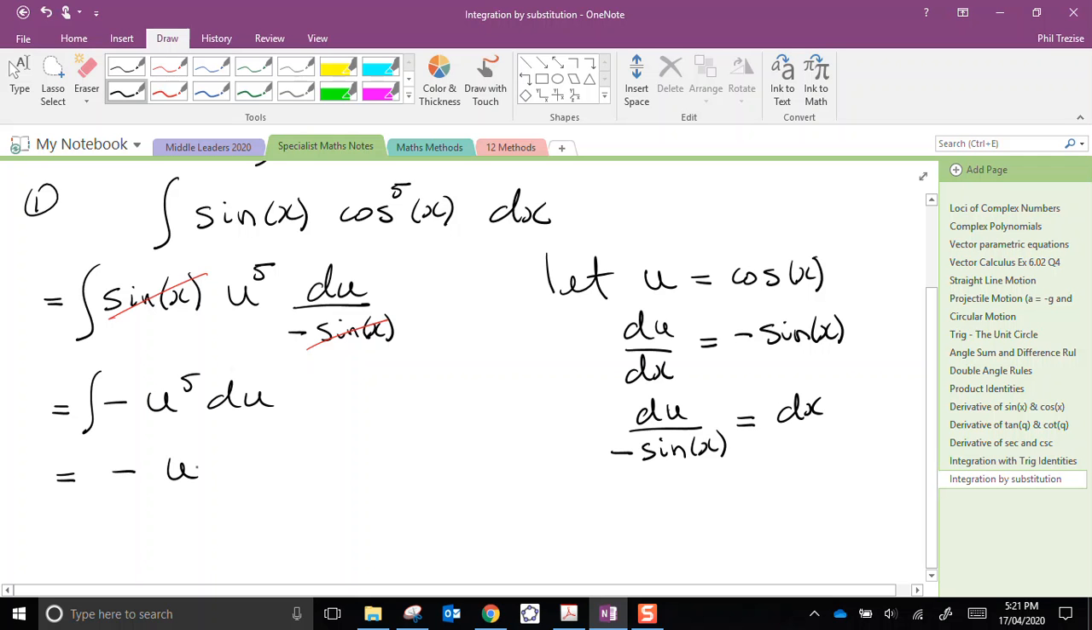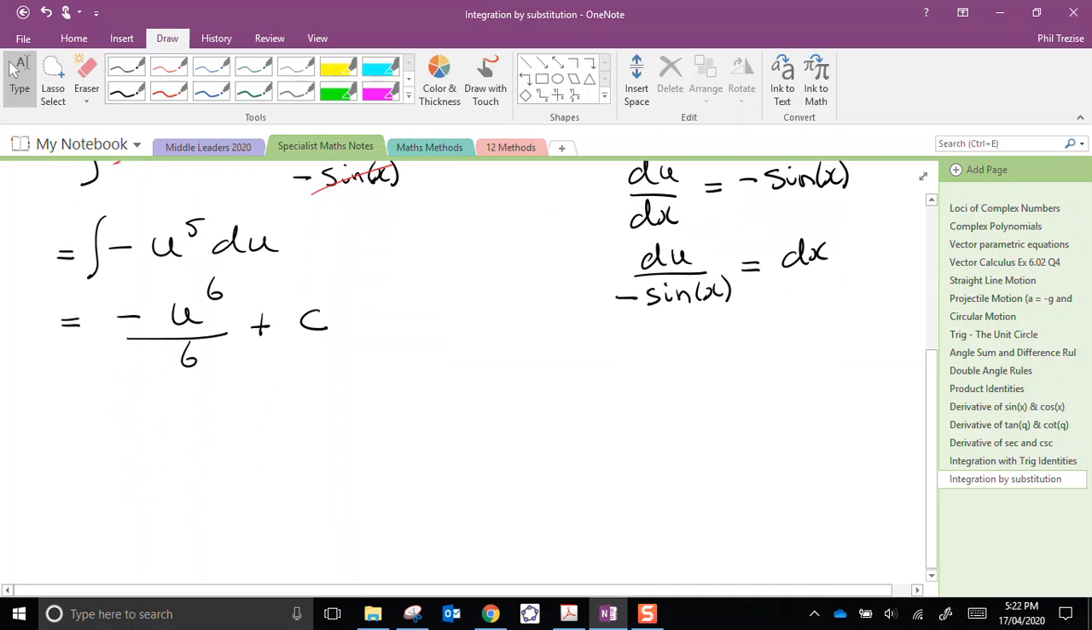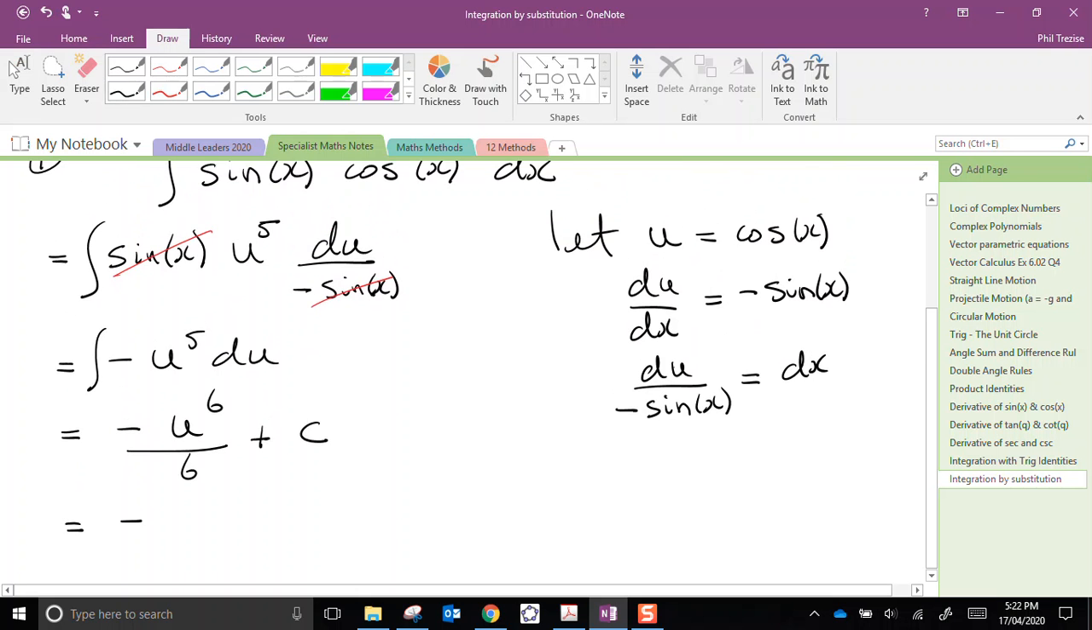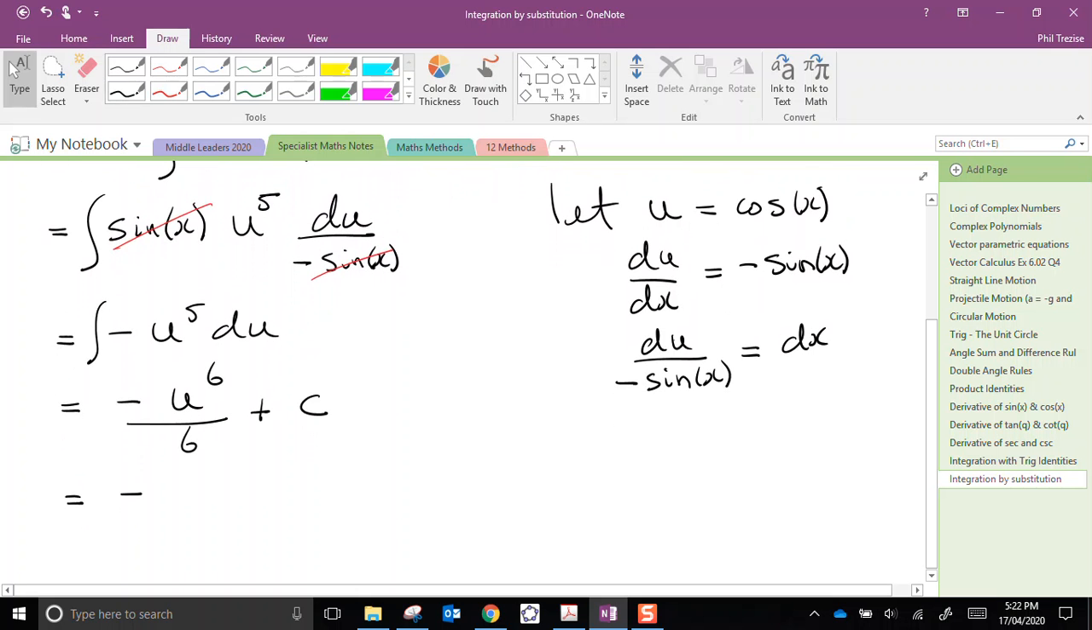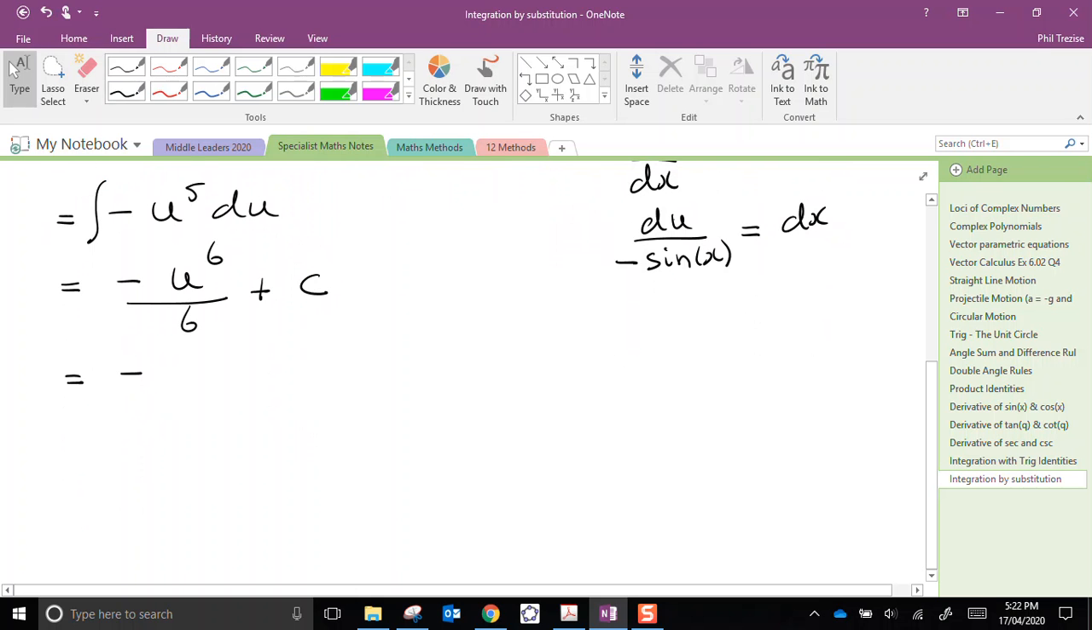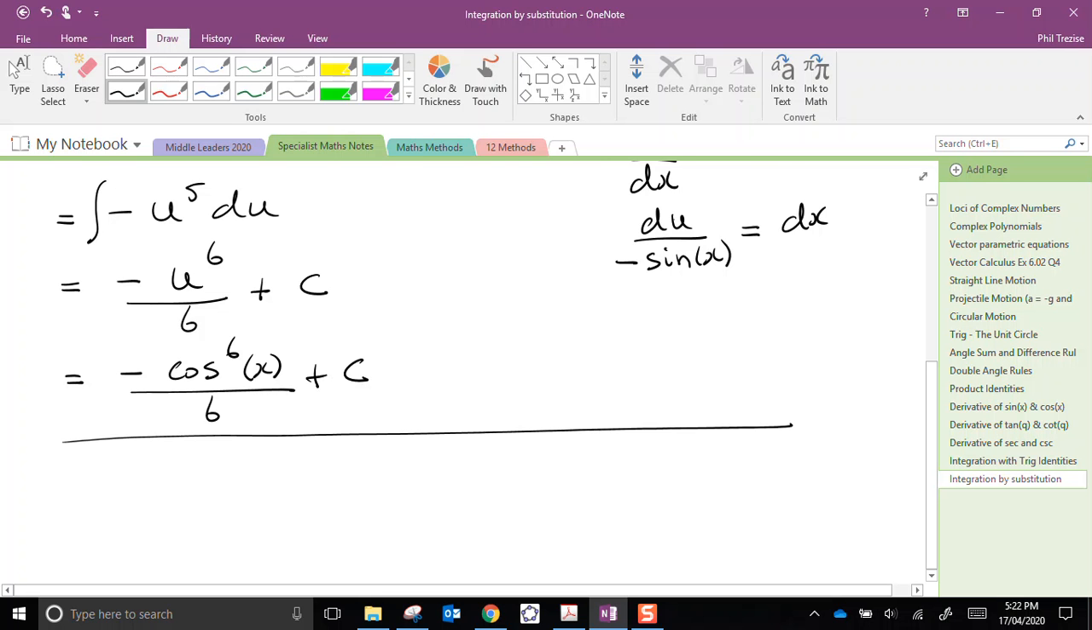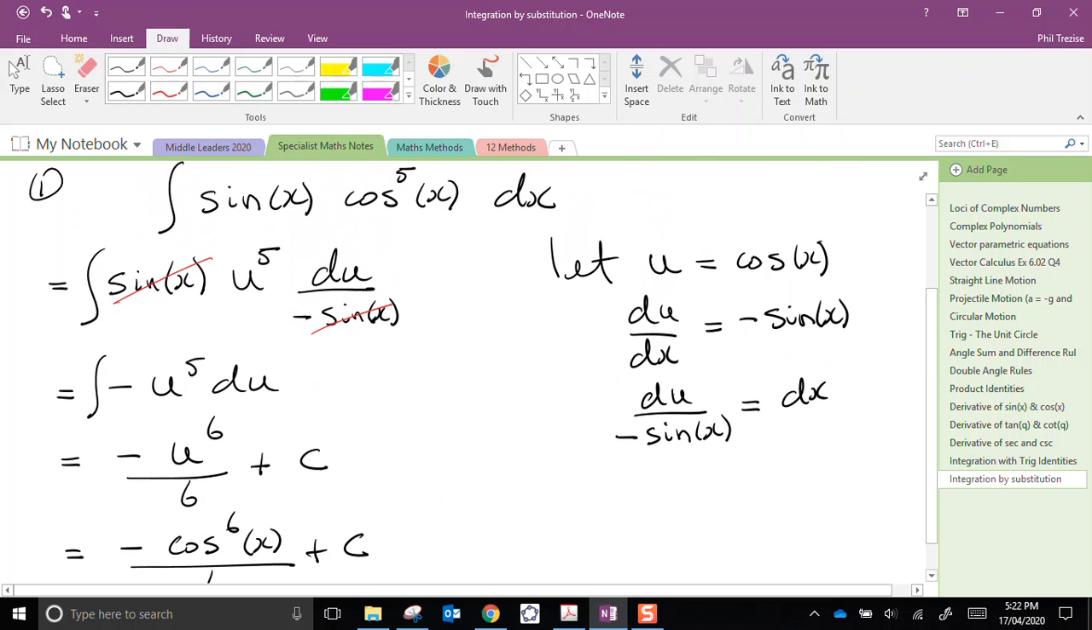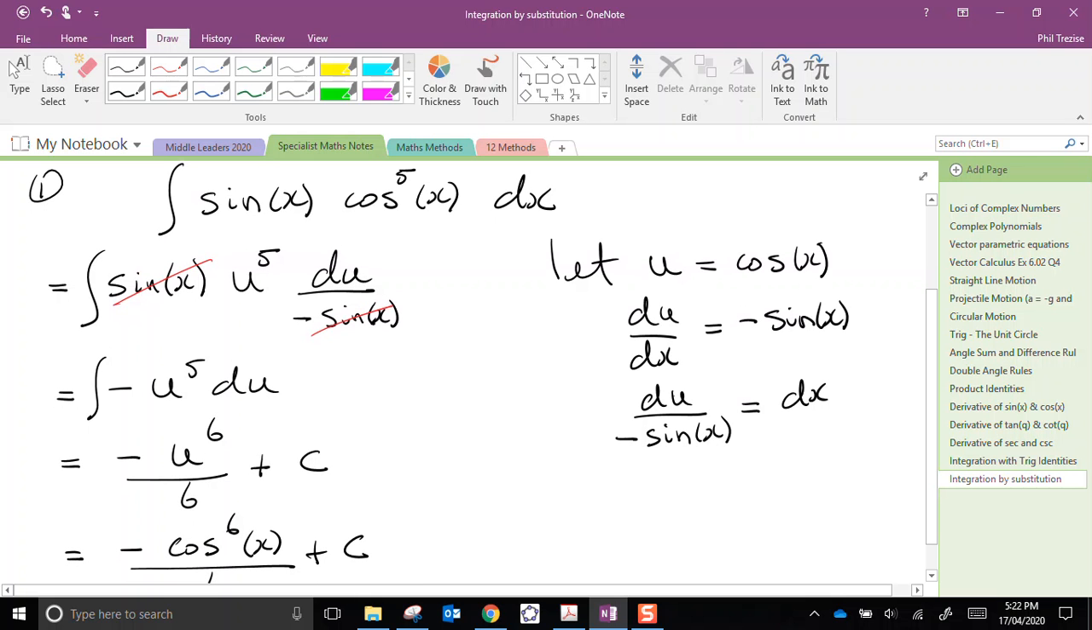So what do we do? Well, the power increases to 6 and we divide by the new power and we add a constant of integration. And lastly, we would write it back in the original form. Remember that u was cosine of x, so that is negative cosine to the 6th power over 6 plus our constant of integration. That's our integral, and we did it by choosing a suitable substitute.